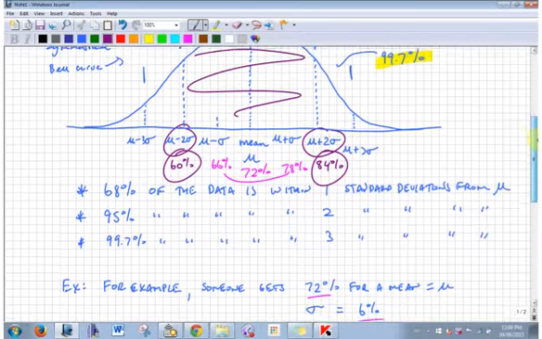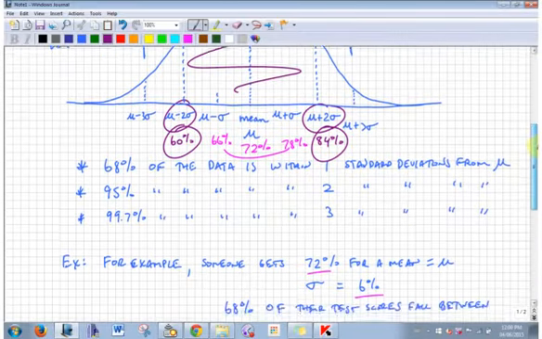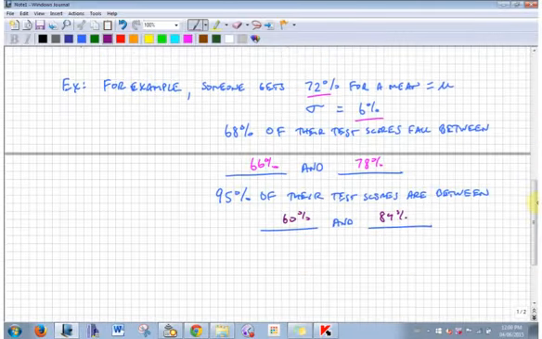Okay? It's not that hard stuff. You just got to look at the table. Okay? It's really not difficult. Parabolas are more difficult than this. Okay? One more example.